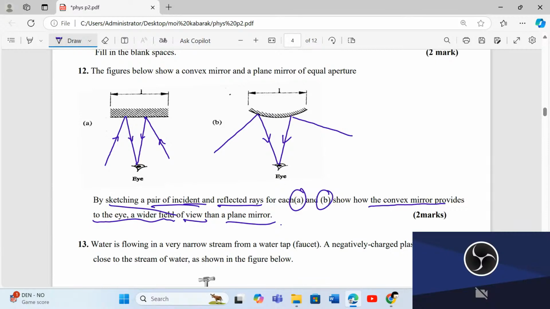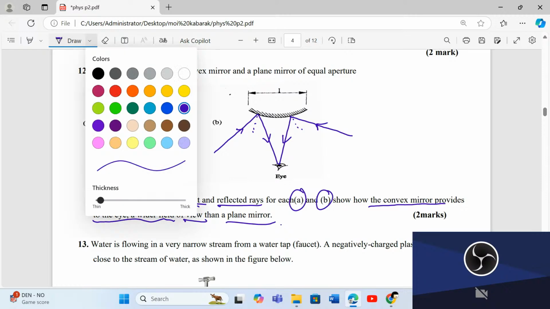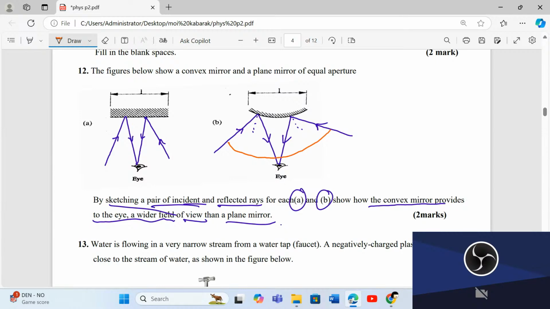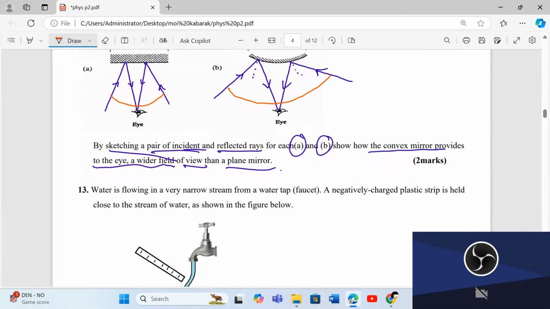Yes, like that. I may not have drawn it to the highest level of accuracy, but that is how it is supposed to go. I've drawn some dotted lines so that this one can guide you in this part. Therefore, from this case, we can say that the field of view, if you compare it to this one, is very small for the plane mirror. Now we can move on to the next question.